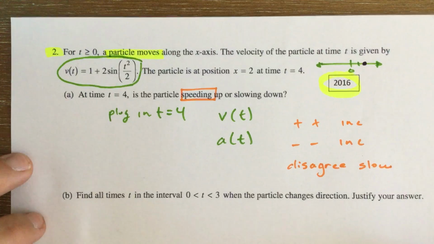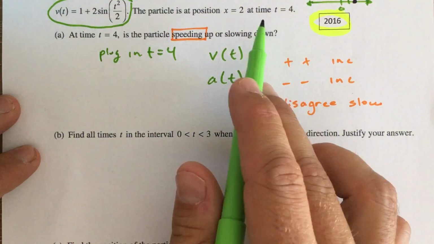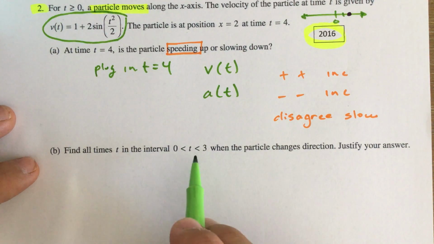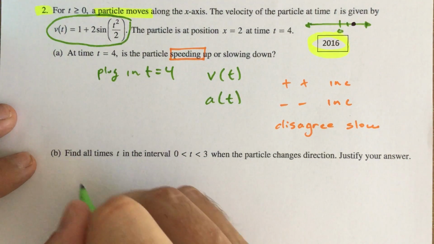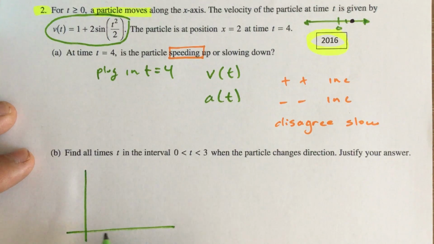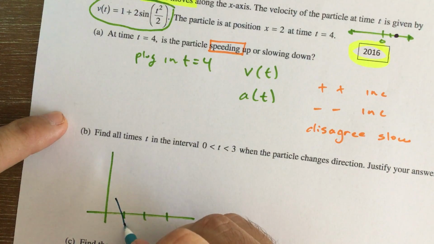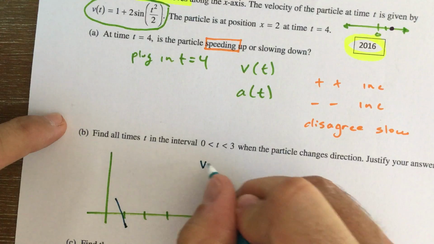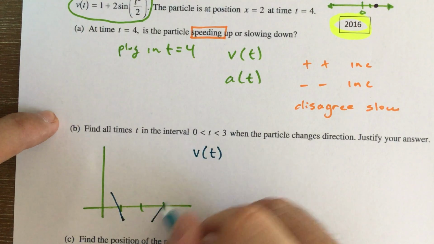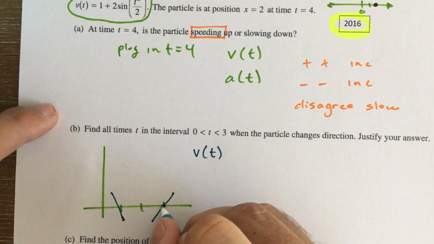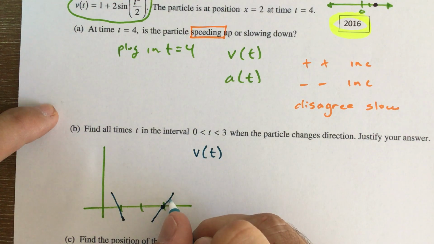All right, next question. Find all times t in the interval from 0 to 3. So we're not talking about that time anymore. Find all times on the interval from 0 to 3 when the particle changes direction. Basically we want to get a graph from 0 to 3, so 0, 1, 2, 3. And we want to figure out when it's going from positive to negative, because this is the velocity, right? We're graphing the derivative. So when is it going from positive to negative or from negative to positive? That means it would have stopped and then turned around, right? Going in the negative direction, stopping, and then going in the positive direction.